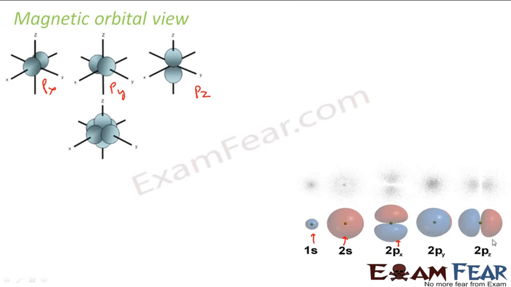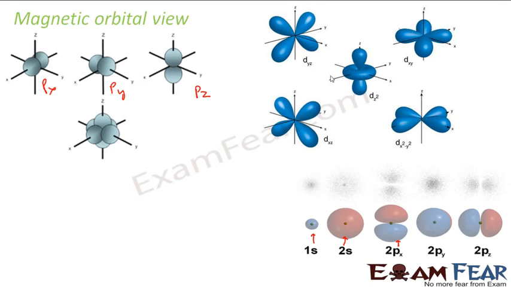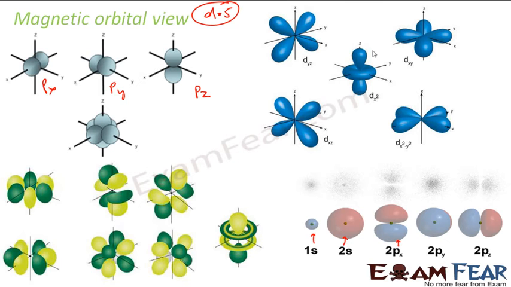Similarly, if we talk about D, for D we have 5 different orientations. This one is dyz, because yz is the plane where I have this orbital. This is dxy, because xy is the plane where I have this orbital. This is dxz, because xz is the plane. This is dx square minus y square, with x and y in this fashion. And this is dz square, because it is along the z-axis. So these are the 5 different orientations of the d orbitals.